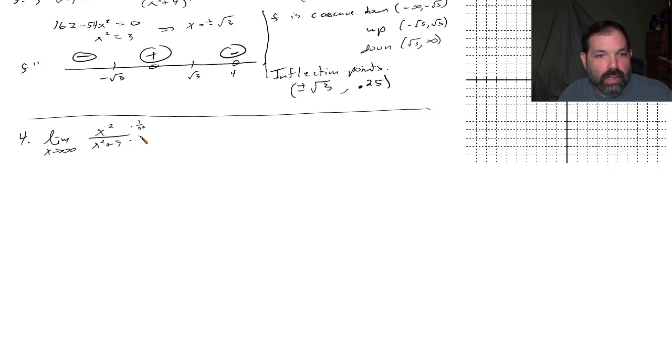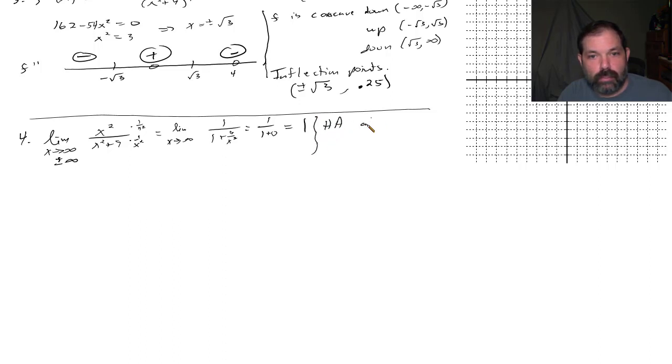I'll multiply by 1 over x squared in the numerator and denominator, and this becomes the limit as x approaches infinity of 1 over 1 plus 9 over x squared. And so then that's 1 over 1 plus 0, taking the limit as x approaches infinity, and so that's 1. It ends up that we get the same thing if we take the limit as x approaches negative infinity. So that means we have a horizontal asymptote at y equals 1 on both sides, as we move either far to the left or far to the right.